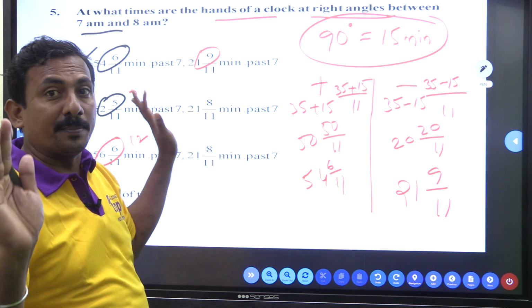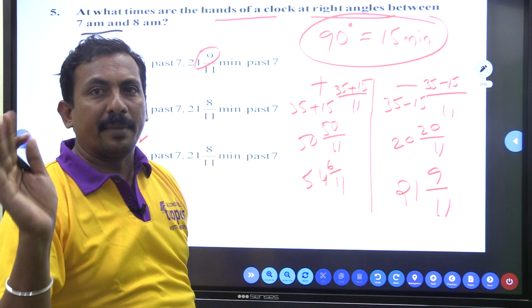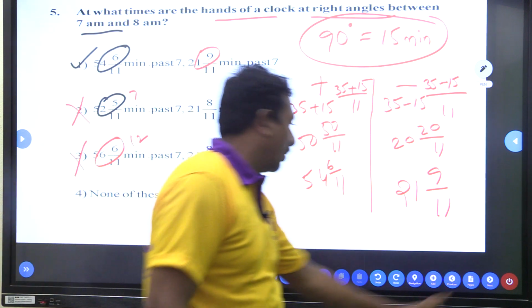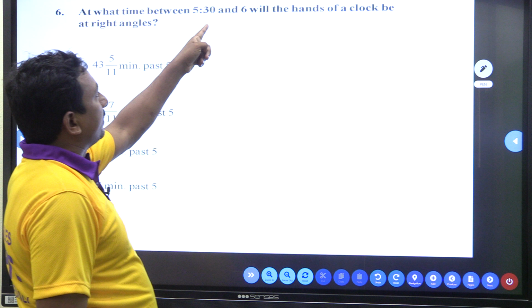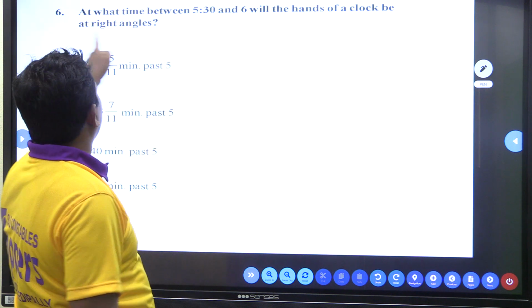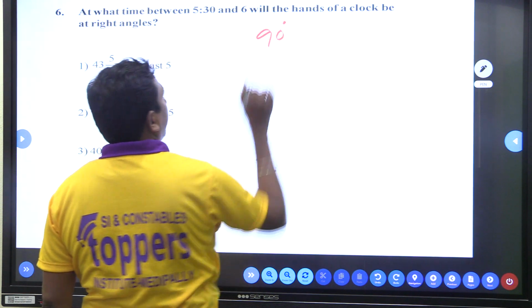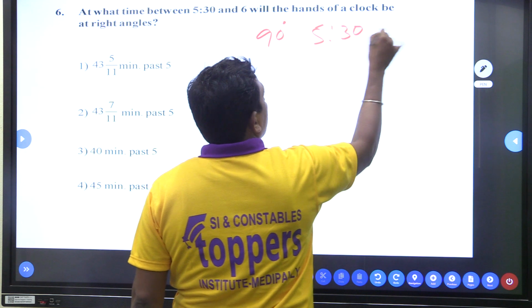From the examination point of view, if you have any doubt, clarify this process with the minute by 11 formula. Minute by 11 formula. Okay, next question. At what time between 5:30 and 6 will the hands of a clock be at right angles? A right angle means nothing but 90 degrees. So we need the time between 5:30 and 6.